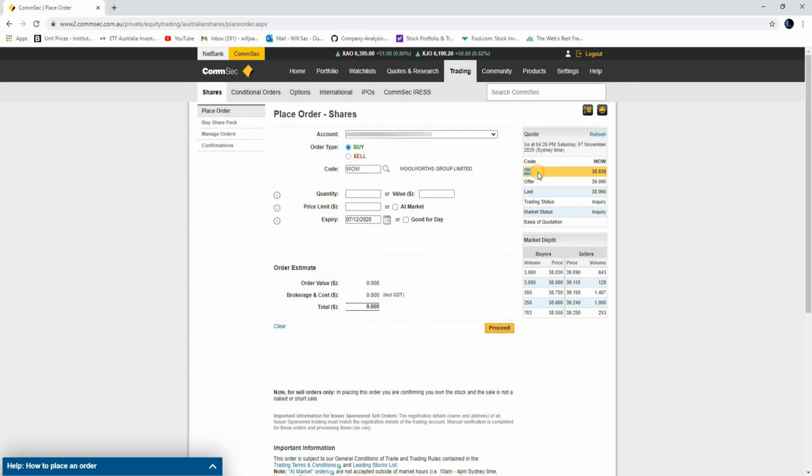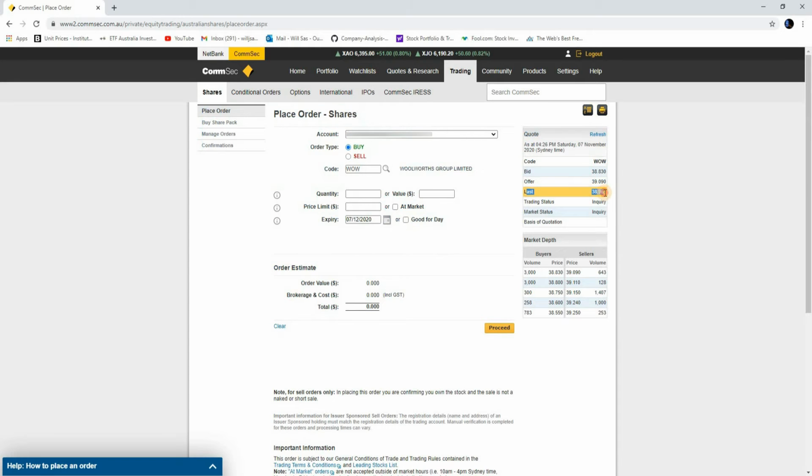So you have bid. This is how much someone is currently offering to buy Woolworths shares at. So it's at $38.83. You have offer price, which is also known as asking price. And this is how much someone is offering to sell their Woolworths shares. So that's at $39.09.